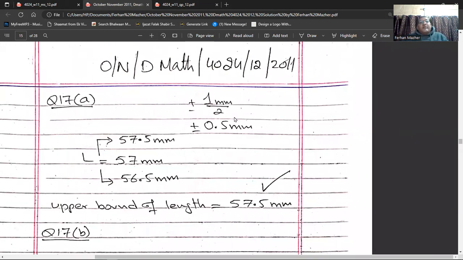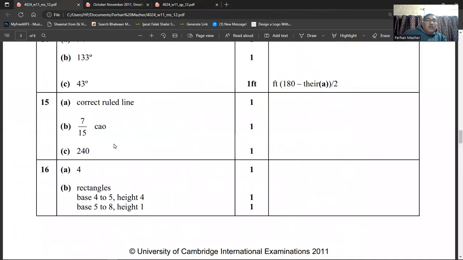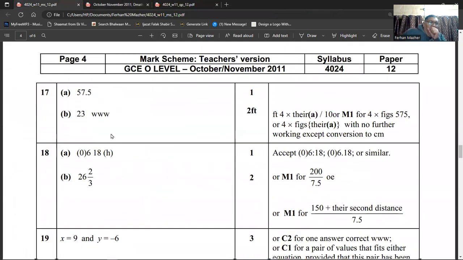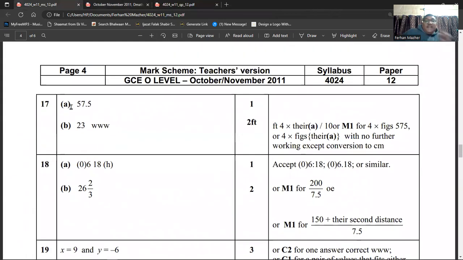So 1 millimeter divided by 2 is 0.5 millimeter. The main reading is 57 millimeters. If you add 0.5, you get 57.5 millimeters, which is the upper bound. Subtract it from the main reading and you get the lower bound: 57 minus 0.5 is 56.5 millimeters. The question was the upper bound of the length, so that is 57.5 millimeters. That is the right answer.